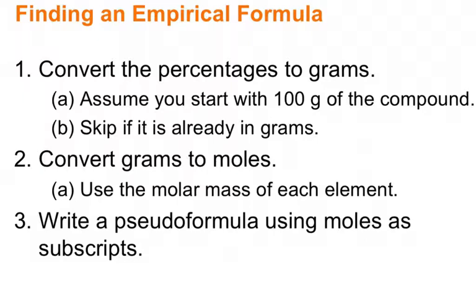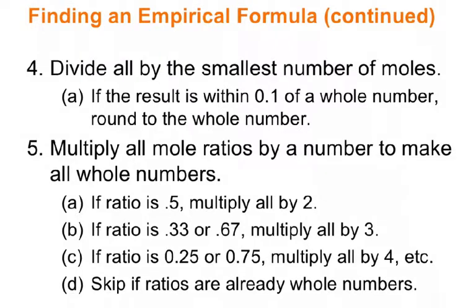Once you change everything into moles, identify which has the lowest number of moles, divide all of them by the lowest number of moles, and you obtain hopefully a whole number. Sometimes there's a number that has a decimal, where you would have to do step 5 here. In order to convert that decimal into a whole number, you have to multiply all the numbers by a certain factor. For example, if a number ends in 0.5, you multiply by 2.